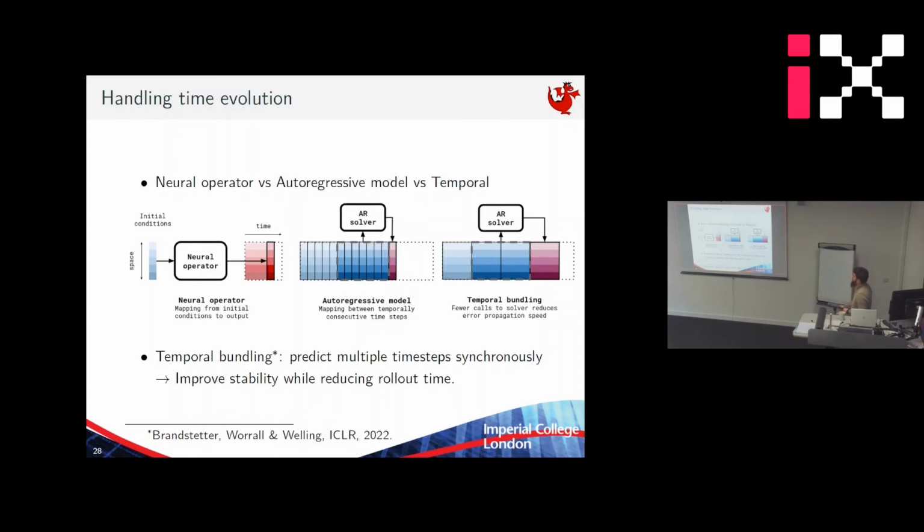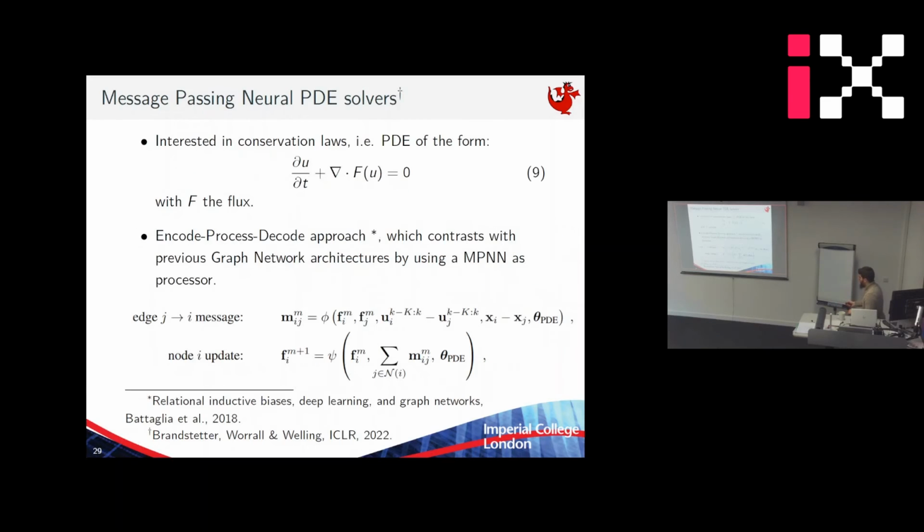And so an intermediate approach that was done in this paper is temporal bundling. What you do is you do autoregressive, but instead of predicting one time step, you predict a bundle of different time steps synchronously. You therefore reduce error propagation, and they came up with a trick that also reduces inference time. So you improve stability. I'm going to accelerate, go faster. Yeah, this is another example of message passing neural networks, neural PDE solvers. This is the paper that did temporal bundling.